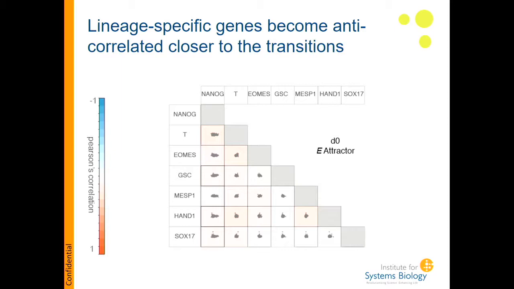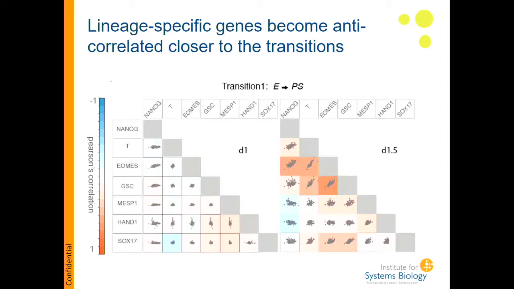So here is an example of that. What you see here is gene-to-gene correlations for transcription factors that are important at several stages of differentiation. So NANOG, a well-known transcription factor for stem cells. T, EOMES, GSC are involved in the primitive streak-like stage. MESP1, HAND1 are cardiac mesoderm, and SOX17 is endodermal lineage. At the beginning, when they're all stem cell-like, there is no active regulation of these genes. So all you see is a big, giant blob with no correlations at all.